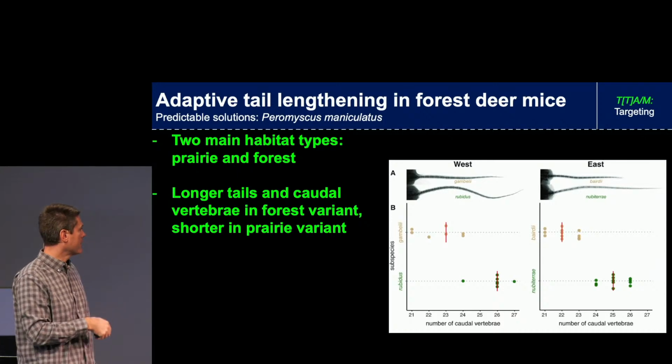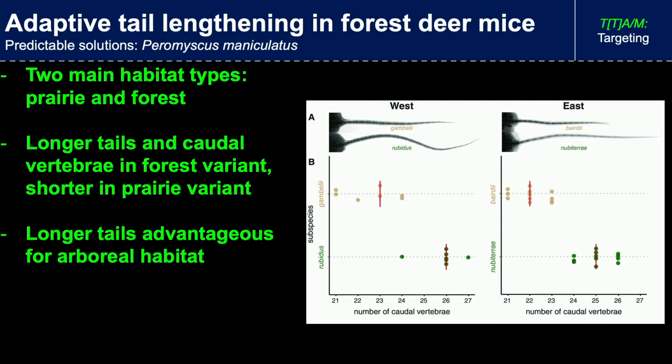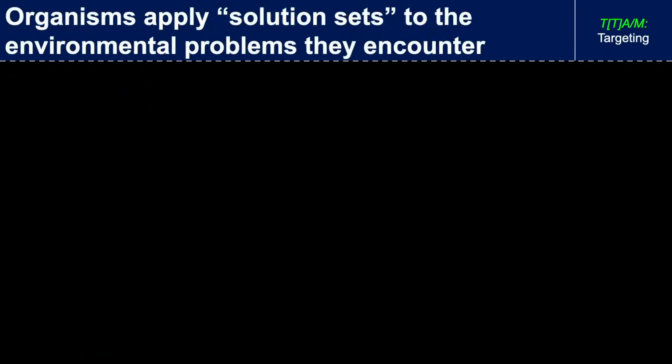Well, as it turns out, this is exactly what should be expected because the longer tails are advantageous in an arboreal or forest habitat. And the same adaptations occurred in the unrelated populations on east and west, very predictable. So that's just a couple of examples of predictable adaptation that happens in response to the environmental conditions.